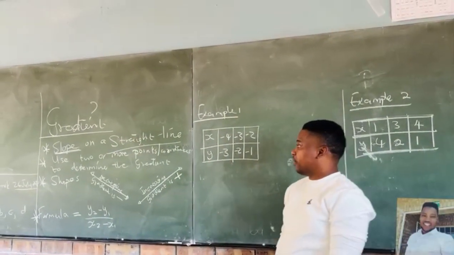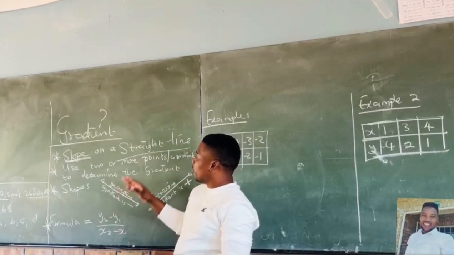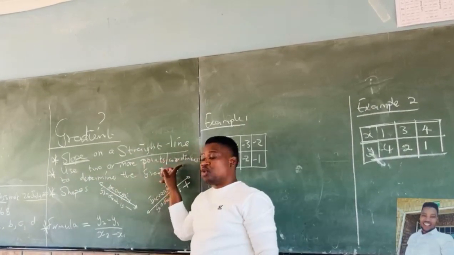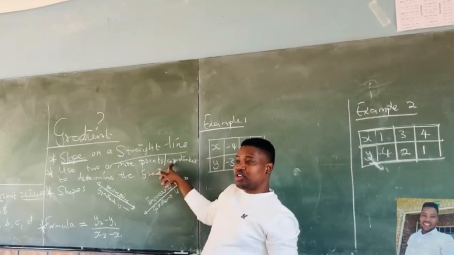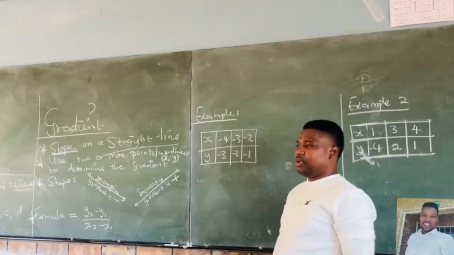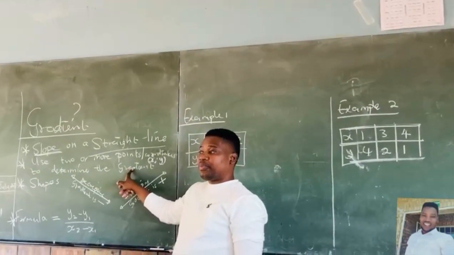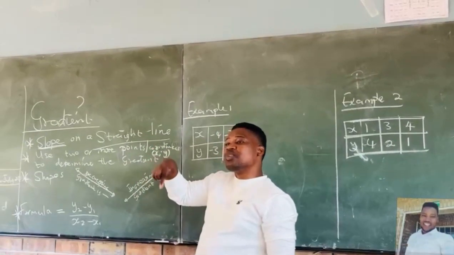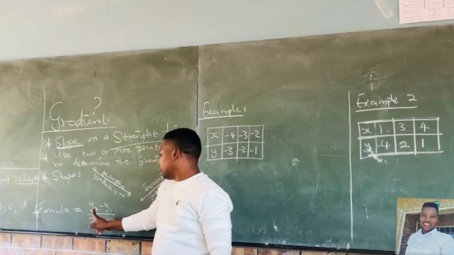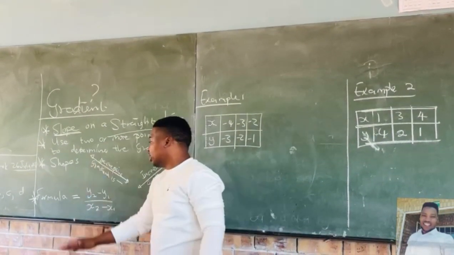Now, if we find the gradient or the slope of a straight line, we have to use two or more points of coordinates. Remember, the points of the coordinates, we're talking about x and y. To determine the gradient, there's a specific formula that we use, which is y2 minus y1 divided by x2 minus x1. Are we clear? But we will get to it when we go there.